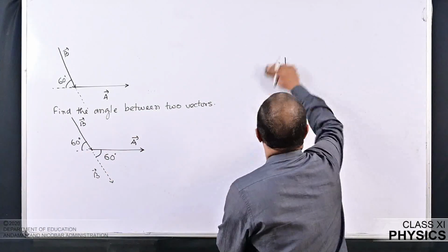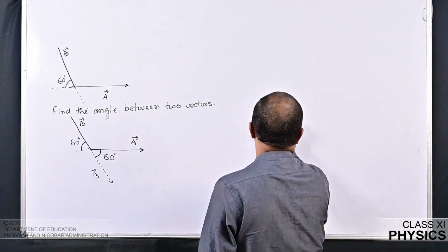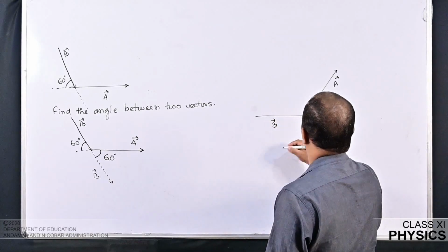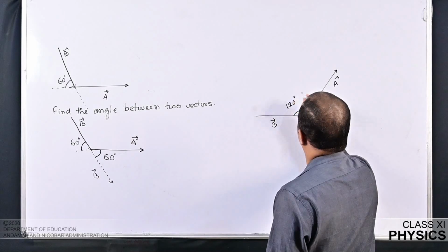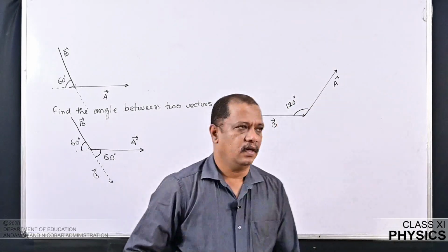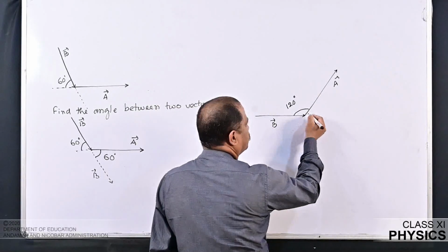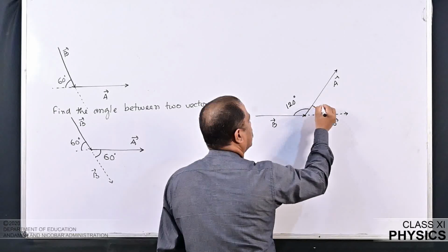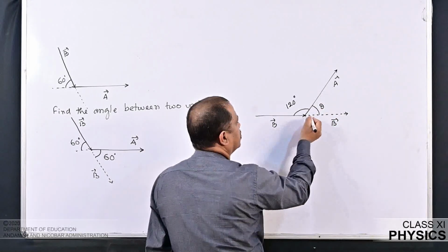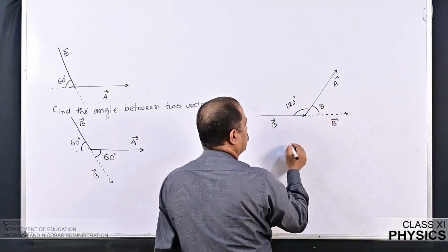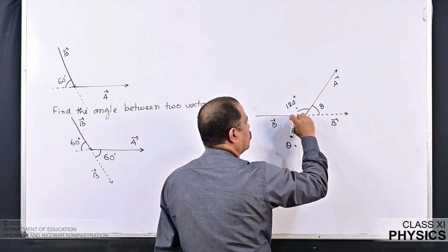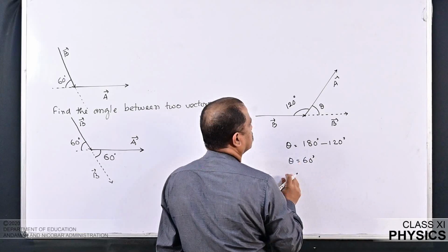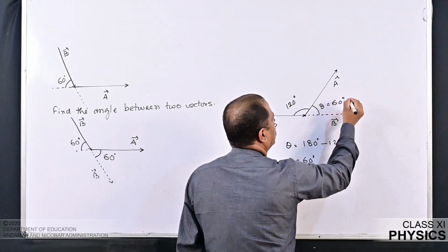Let's have one more example. I say this is vector A, this is vector B, and I say this is, say, 120 degree. The question is, what is the angle between the two vectors? Again, we follow the general rule. We will shift any one of the two vectors such that the tails coincide. I have shifted this vector B. Now the tails are coinciding, then this will be the angle. So if this is the angle, I see that the entire angle is 180 degree, and this one is 120 degree. So shall I say theta is equal to 180 degree minus 120 degree? Will this be equal to 60 degree? So thus the angle between the two vectors here, between A and B, is 60 degree.